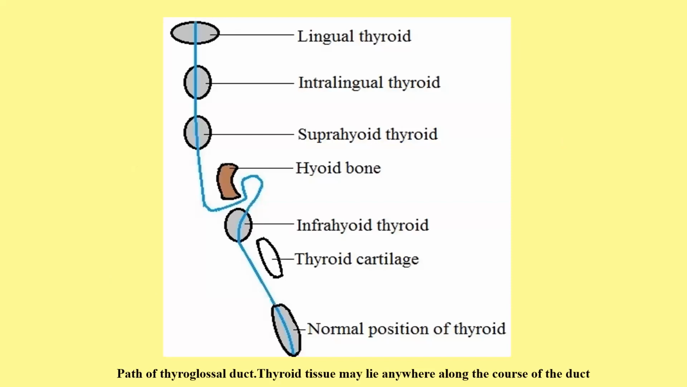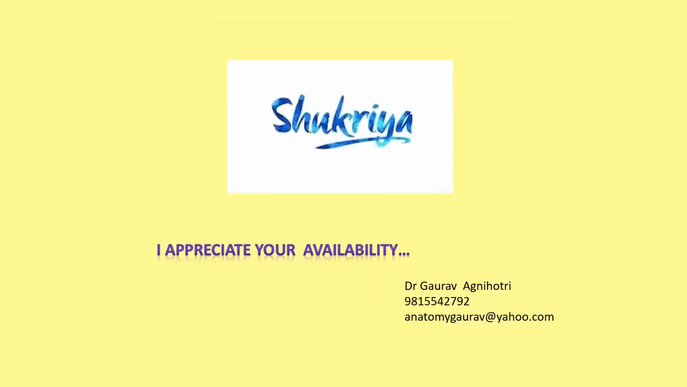So this blue line here is showing the path of the thyroglossal duct. So thyroid tissue may lie anywhere along the course of the duct by the persistence of the thyroglossal duct. So we can have a lingual thyroid, intralingual thyroid. Lingual thyroid is just below the mucosa of the tongue. Intralingual thyroid is deeper. Then we have the suprahyoid thyroid, that is above the hyoid bone, which lies at C3 level. We may have infrahyoid thyroid tissue, and then thyroid tissue may be normally formed at its normal position from C5 to T1 vertebra. So all these anomalies you must take into consideration.